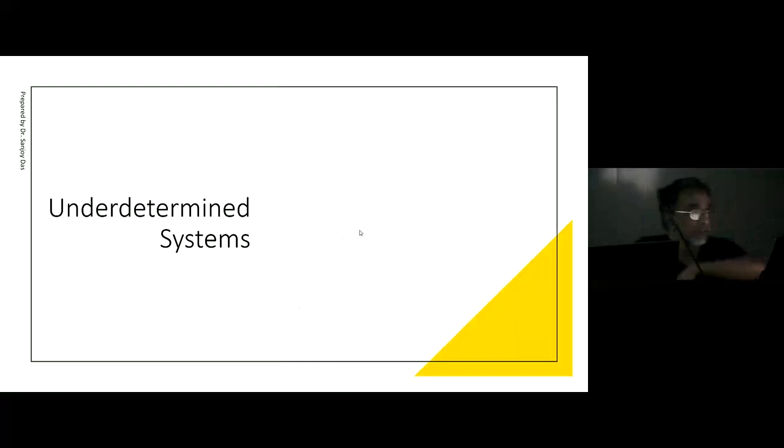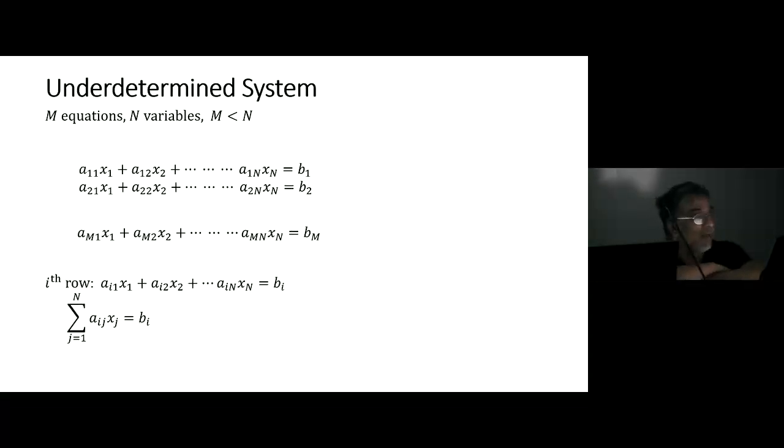Okay, underdetermined systems. Now we'll look at the opposite case. We have again m equations and n variables, but this time m is less than n. These are the linear equations that we have, m equations and n variables, but m is less than n. So in theory we have an infinite number of solutions, right? So how do we approach this problem?